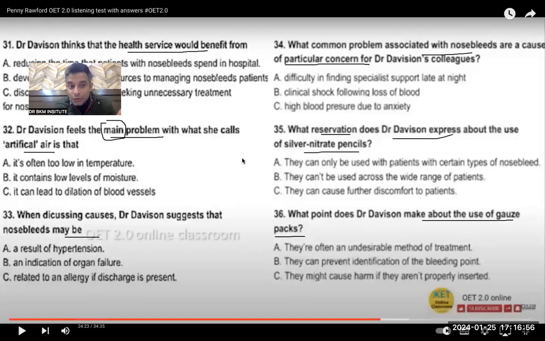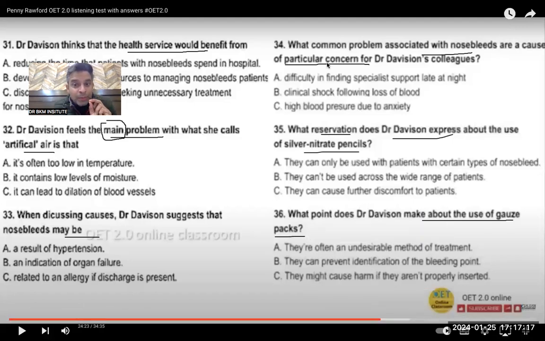So here is the key. She's saying it's rare. Rare means very less. It's rare in nosebleeds that you will have clinical shock. Again, B option is eliminated. This is what I say is elimination method.